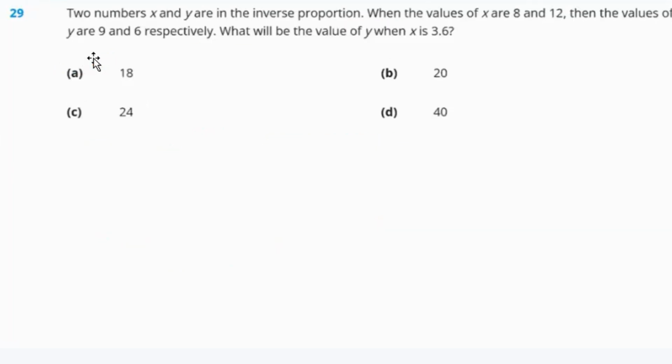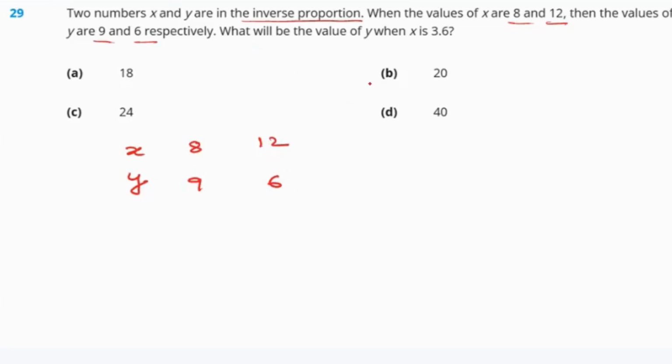Now question number 29. Question number 29 is saying two numbers x and y are in inverse proportion when the values of x are 8 and 12. Then the values of y are 9 and 6. So they are in inverse proportion. This is x, this is y. The values of x are 8 and 12. The values of y are 9 and 6.